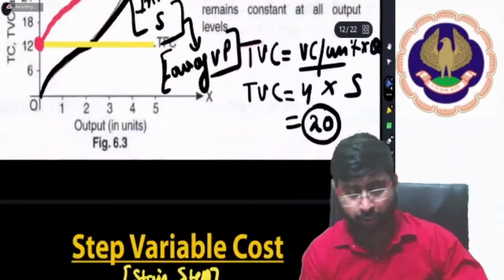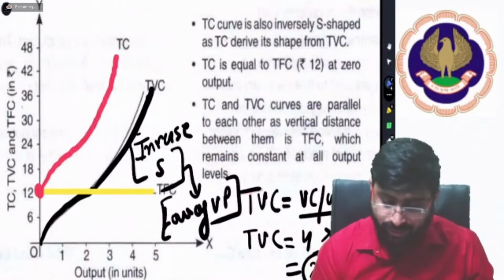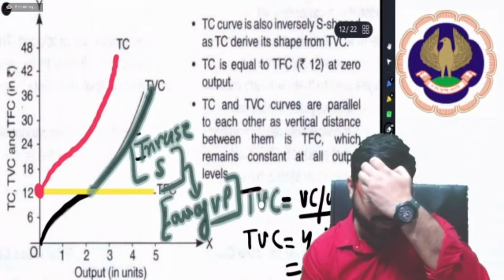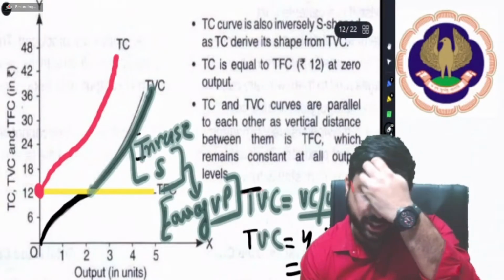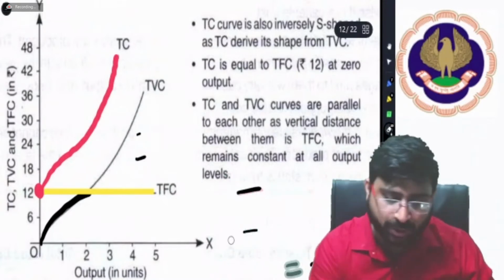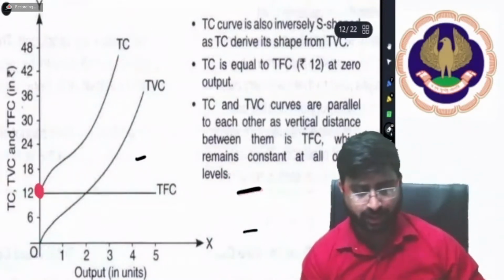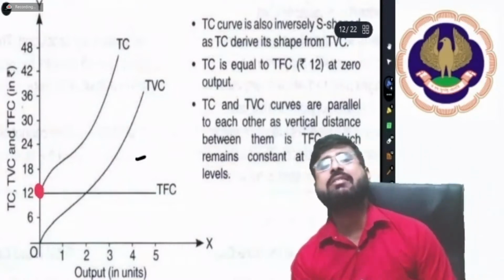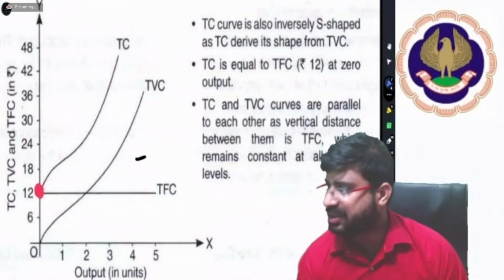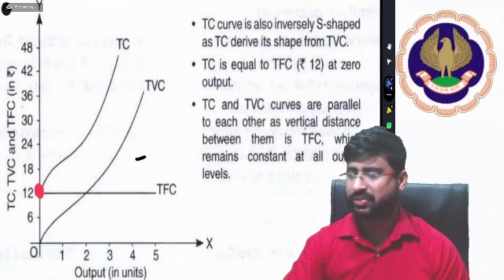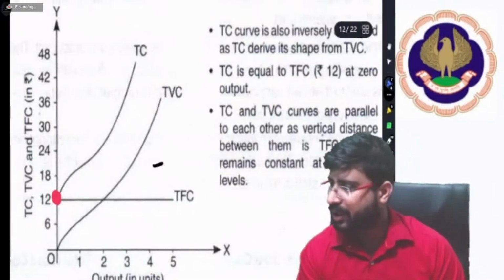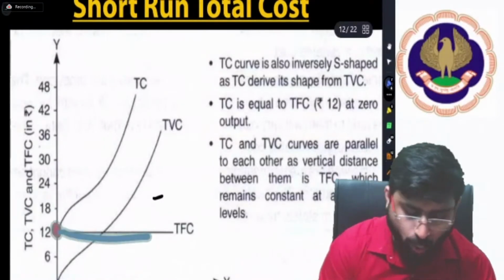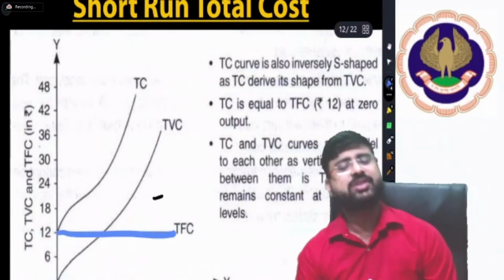To give you the exact graph, here is the ultimate graph. Pay attention, everybody. A very important thing to learn, the most important part of all. Look at all the three curves. Very, very important. So my dear friends, this is total fixed cost.